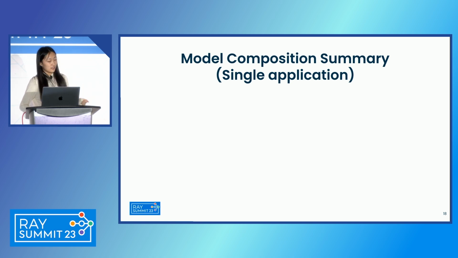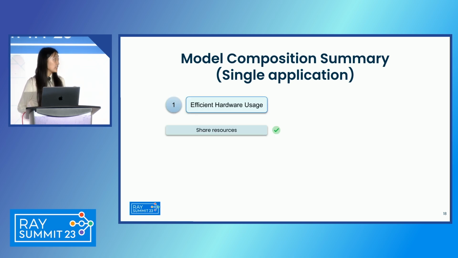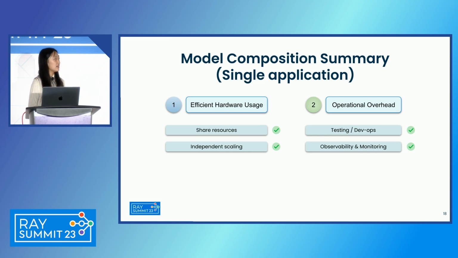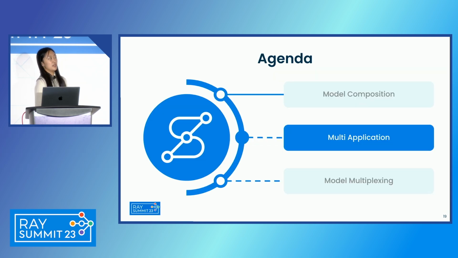Now let's revisit the challenges that we started with. Like we mentioned, it's really easy to share resources between models in your application, and you are able to independently scale models in your application. As for operational overhead, since everything is on the same cluster, testing your application end-to-end is easy, and it's very simple to set up monitoring and observability for just your single Ray cluster. But if we limit ourselves to one single application, what we're missing here is independent upgrades. If you update one part of your application, it still requires updating all the other parts of your application as well, which is a perfect segue into the second part of our talk, which is multi-application.